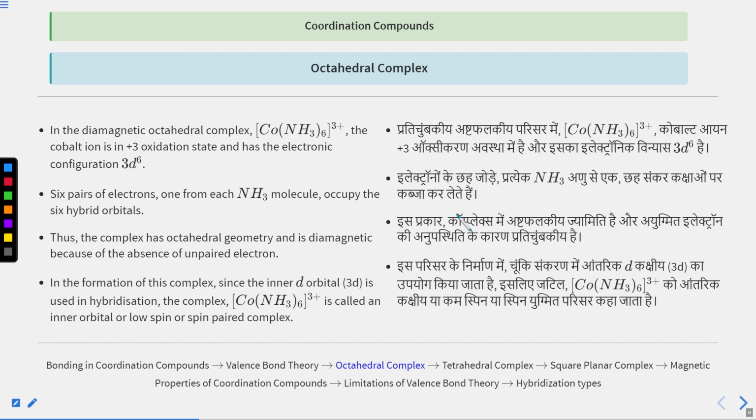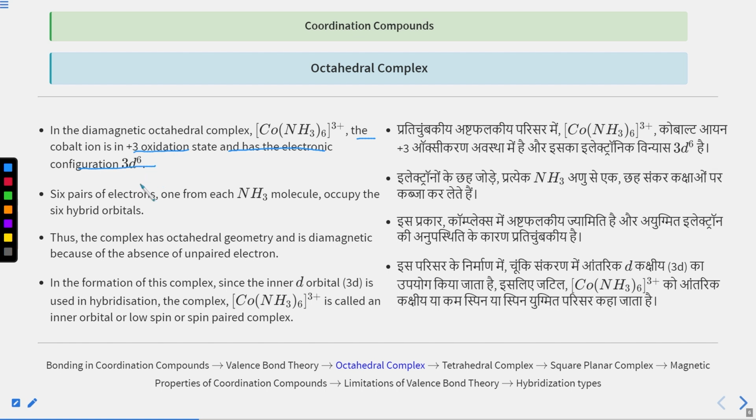But the coordination compound has an overall charge of 3 plus. So this charge must be of the cobalt. It must be arising due to cobalt. So we can say that cobalt is in the plus 3 oxidation state because it has a charge of plus 3. And why is it so? Because our ammonia is neutral. So the same thing is written here. The cobalt is in plus 3 oxidation state and has the electronic configuration of 3d6.